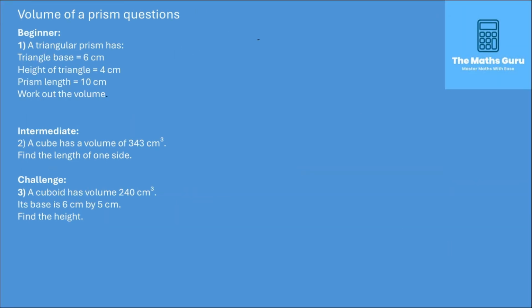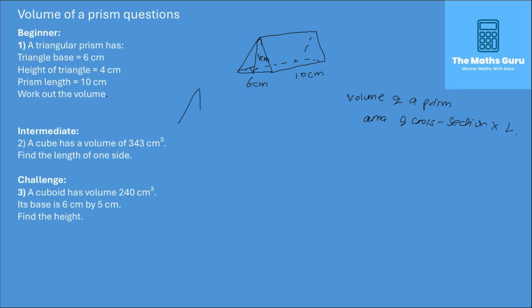Okay, so now looking at volume of a prism questions. The first question tells us that we have a triangular prism with a triangle base of 6 centimeters. 6 centimeters is going to be here. It has a length of 10 centimeters and a vertical height of 4 centimeters. And to work out the volume of a prism, we find the area of a cross section times by the length. So the cross section in this case is our original triangle, which is 4 centimeters in height and 6 centimeters at the base.